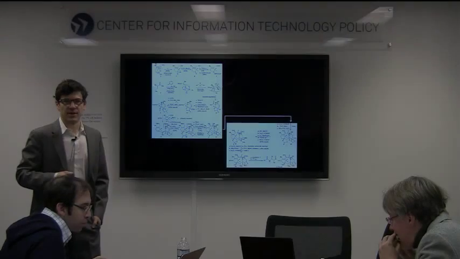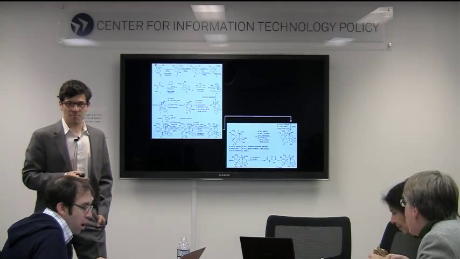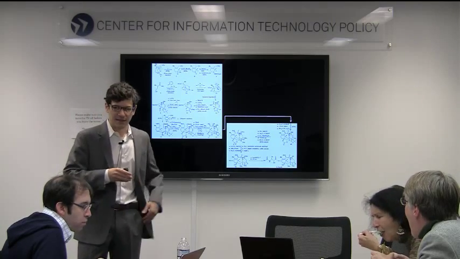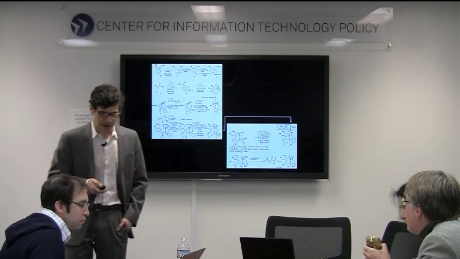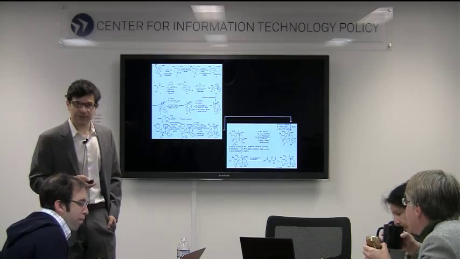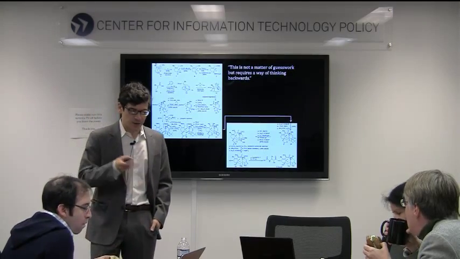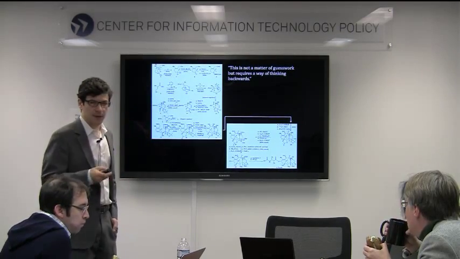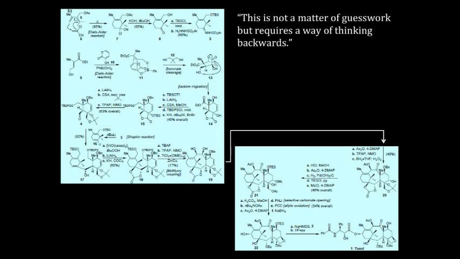But how do you do this, right? How do you come up with such an intricate series of steps that allows you to make such a complex molecule? Well, if you turn to a current standard textbook in organic synthesis, you see that you do so by logical and sensible thinking, not through guesswork, but by thinking backwards.